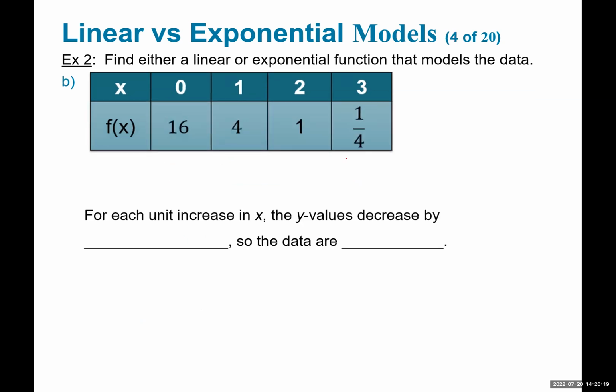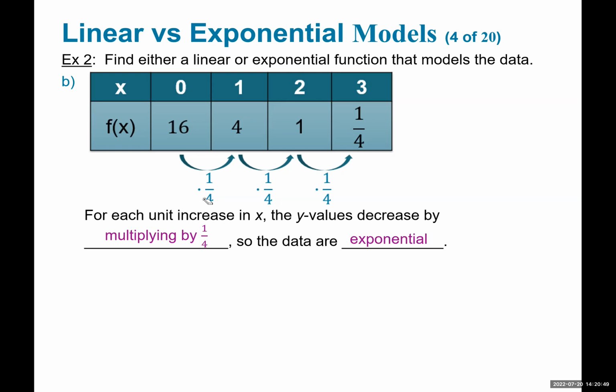So on this one, if we were saying, oh, this is plus a -12, that's not constant across the board. So we know that that's not what it is. Instead, we're dividing by 4 or multiplying by 1/4. We're getting smaller by a factor of 1/4 every time. So there we have it. For each increase, we're decreasing by multiplying by 1/4. So the data is exponential.